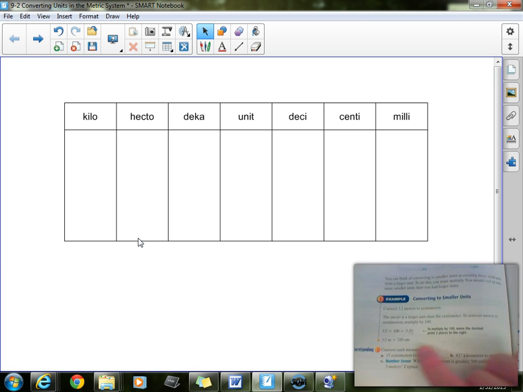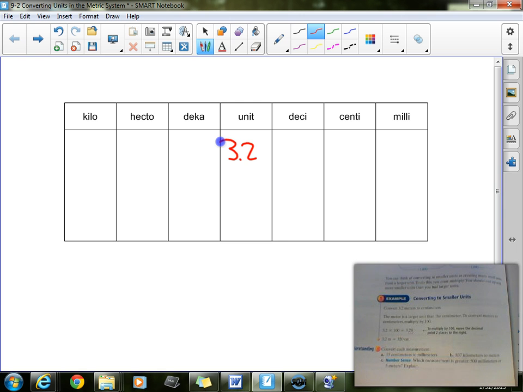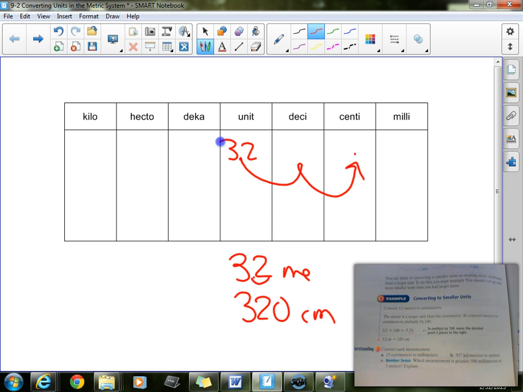So this is example 1 that you see on page 436. Convert 3.2 meters to centimeters. So what I'm going to do is put 3.2 here on the units stage, because that stands for meters in this case. To solve this, I need to recognize that my decimal gets moved 1 place and then 2 places. So all I have to do to make 3.2 meters into centimeters is move the decimal right 2 places. So 3.2 meters is going to equal 320 centimeters, because all I did was move the decimal 2 places to the right. So that's the first one.